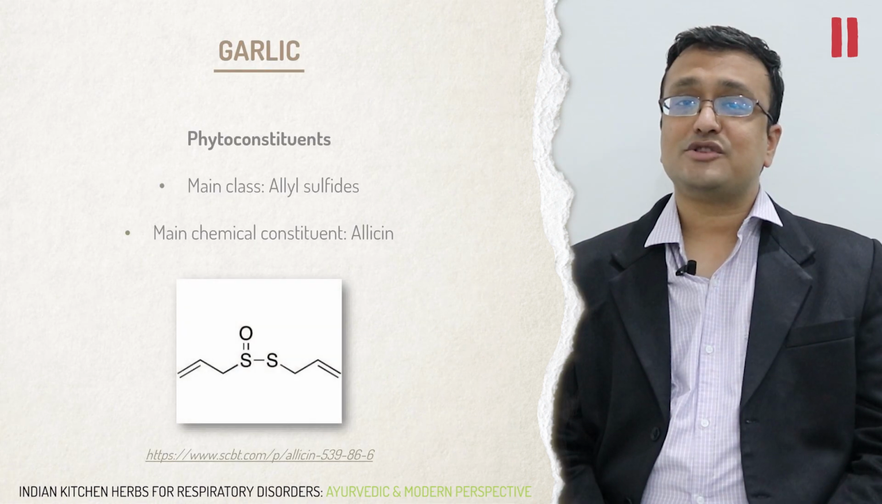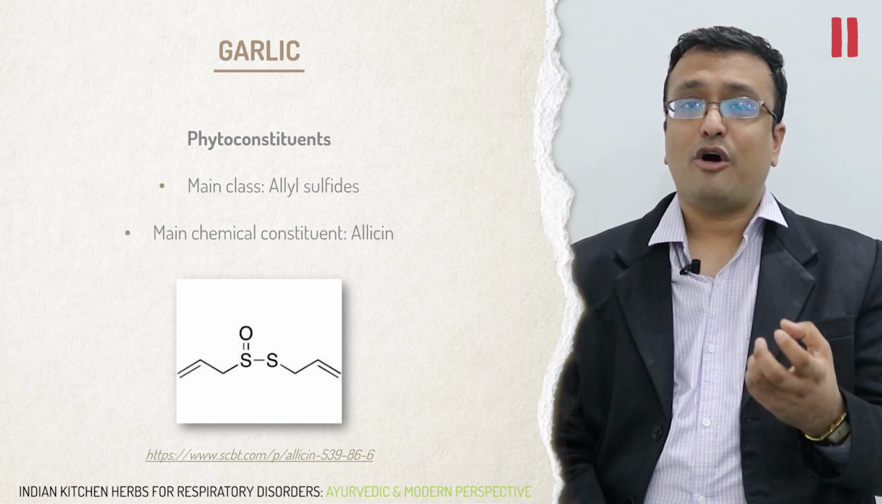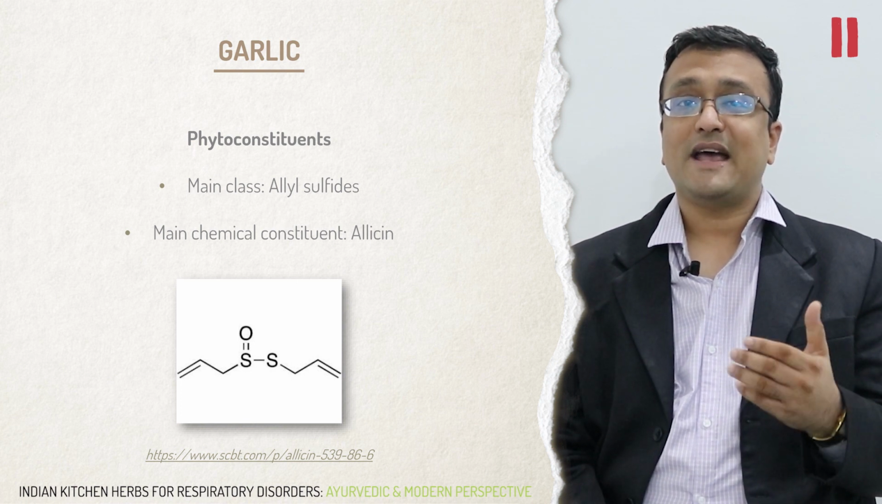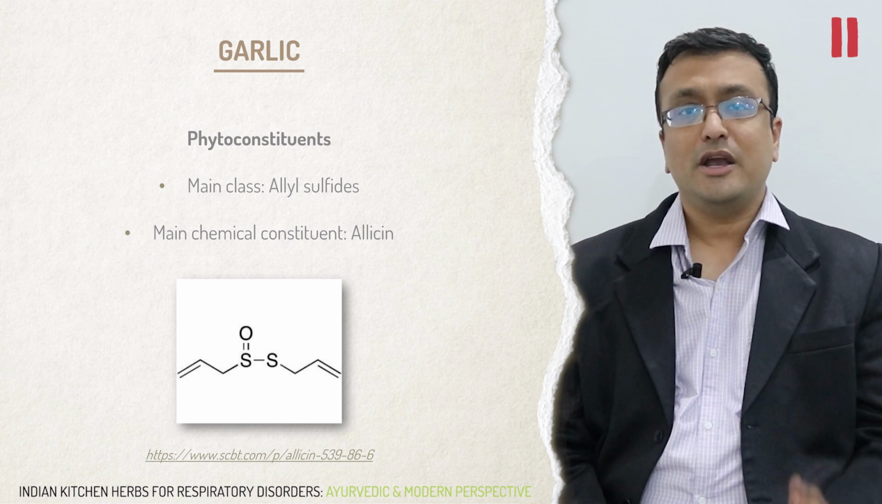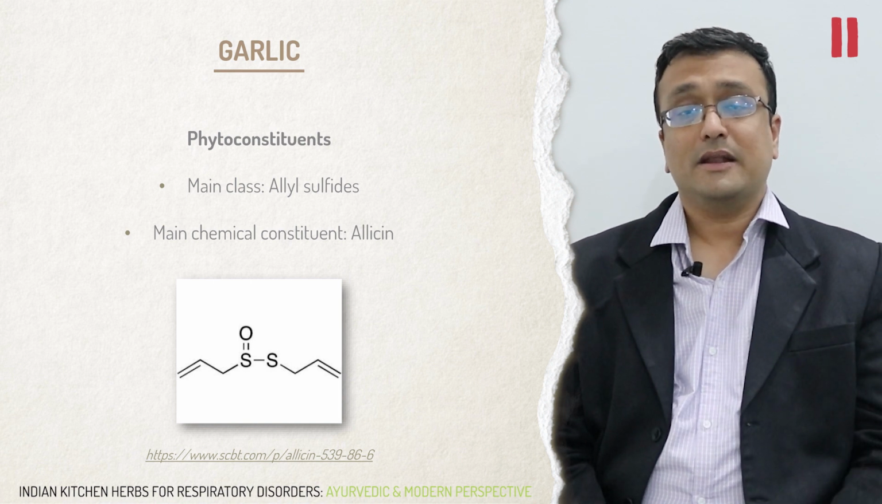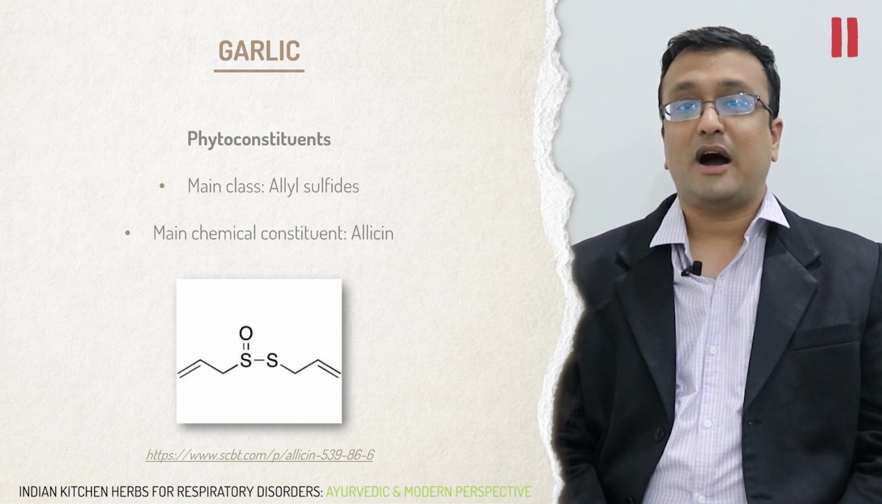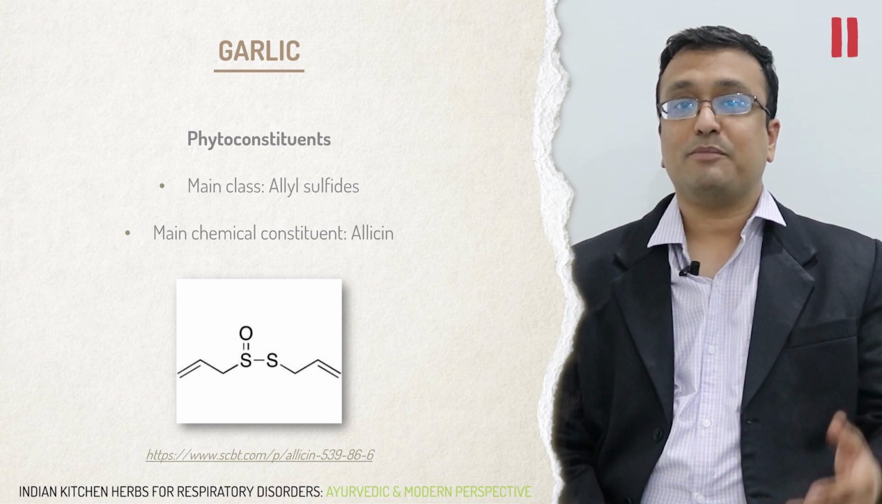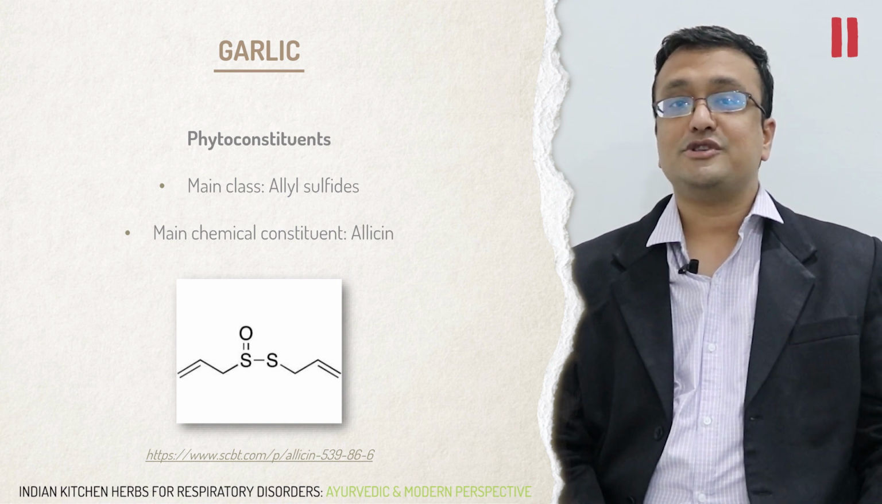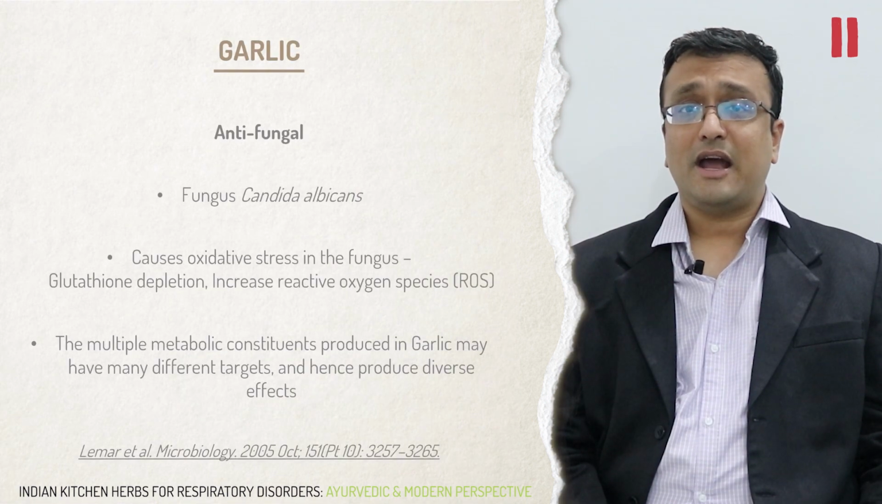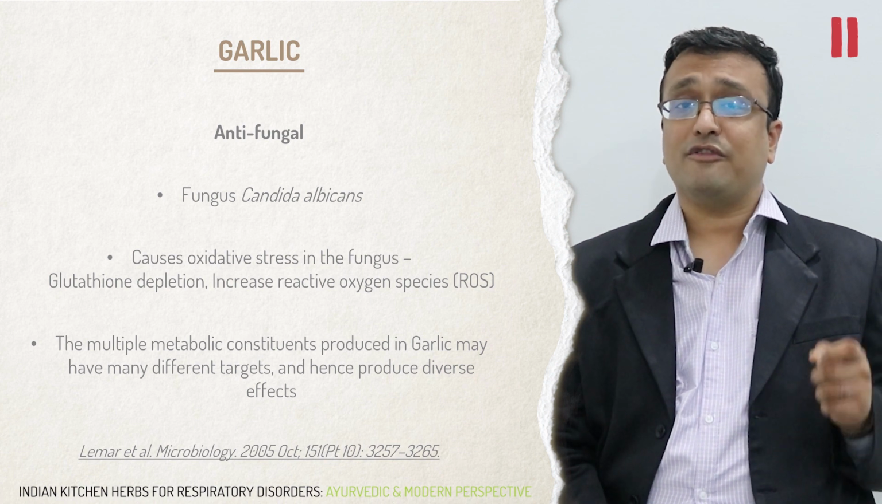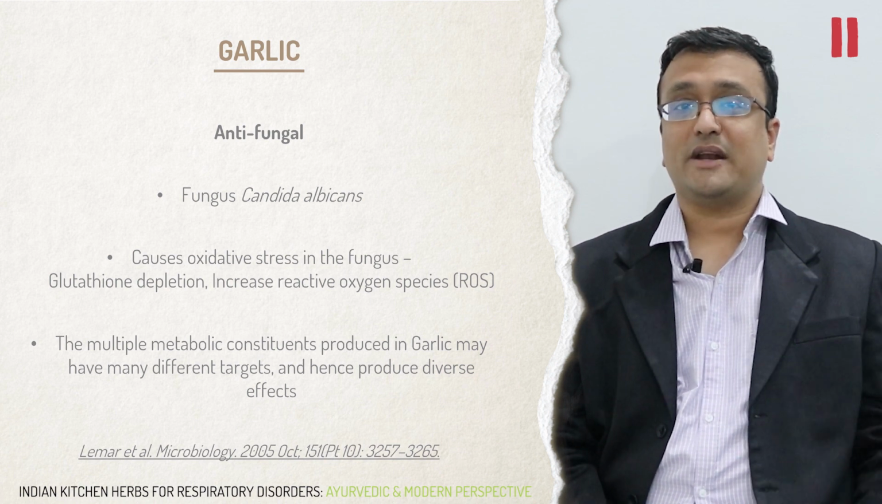It mainly consists of a variety of compounds known as allyl sulfides, a unique type of compounds. These are the compounds which give garlic the kind of effects that it produces, the main constituent being allicin. Garlic is very well known to have effects on fungus, bacteria as well as virus.